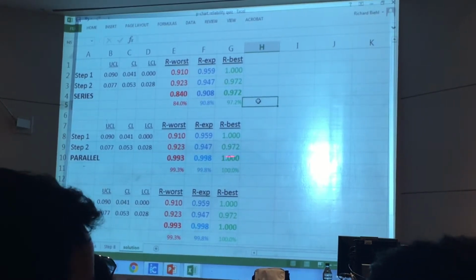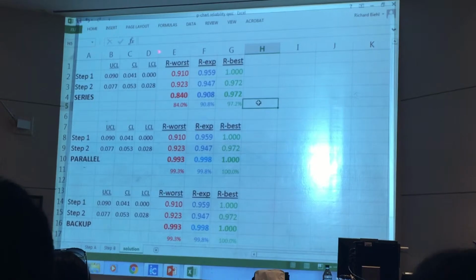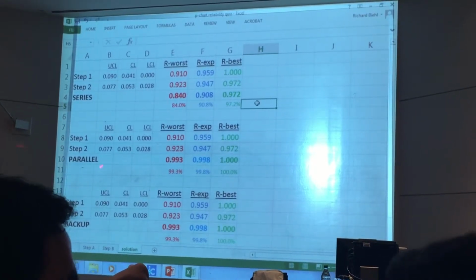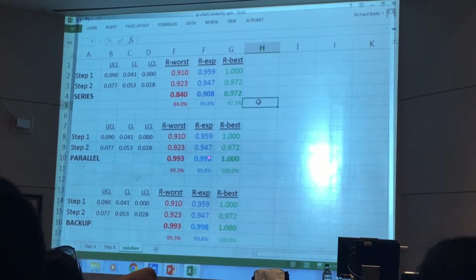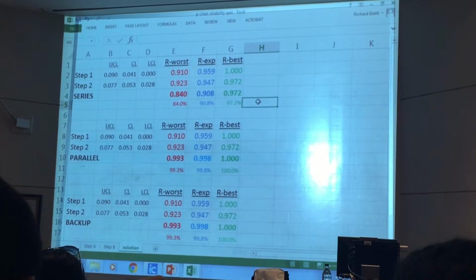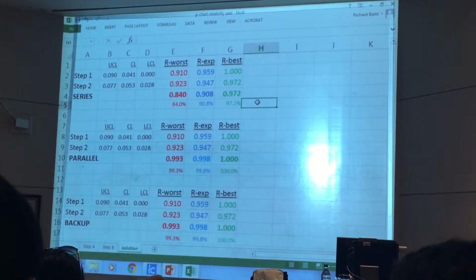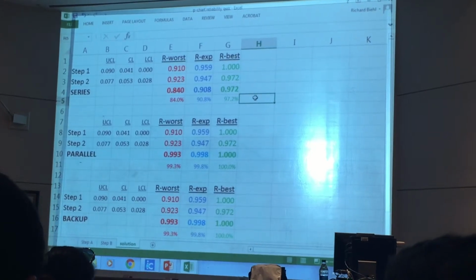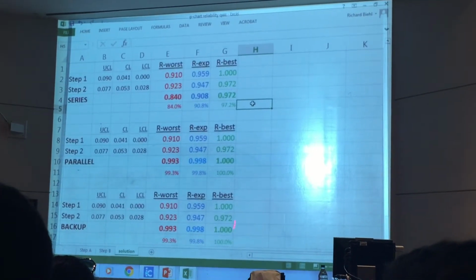These are the answers for the parallel application. So if these two steps are in parallel, and they were already pretty good, they get great. In parallel, they would perform at 99.8%, varying only as low as 99.3%. It's a great parallel process. If the question asks you how the two processes would do where the second step is a backup for the first, you've got this solution.